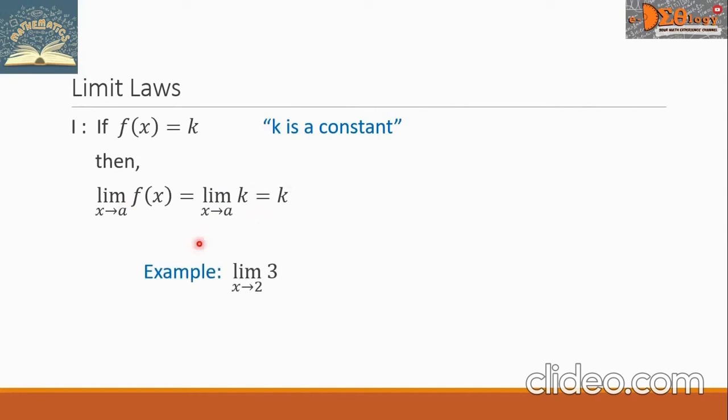Let's have an example. The limit of 3 as x approaches 2. The answer here is 3. Another example, the limit of 3 as x approaches 10, and this is equal to 3.